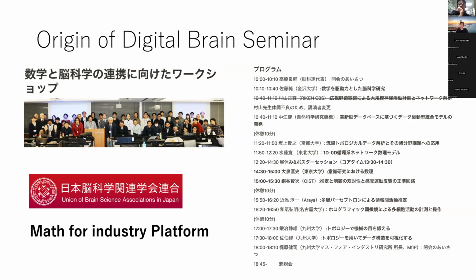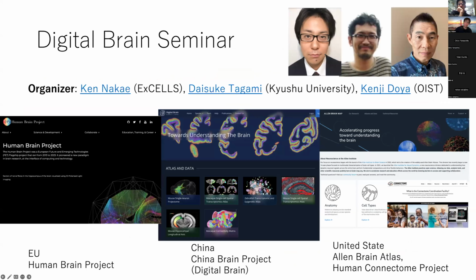So that means I just started the Digital Brain Seminar. The main members currently are Daisuke Tagami, a mathematician at Kyushu University, and Kenji Doya, a brain science specialist, especially in computational neuroscience. The purpose of this seminar is thinking about what a digital brain is. It's not a new concept, but the words are kind of new for me, so we should think about it together.